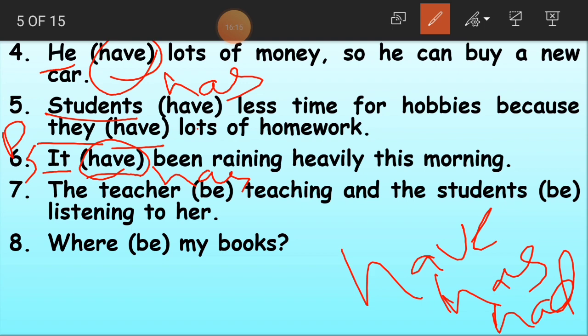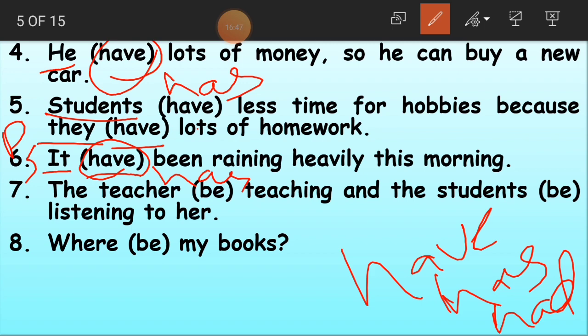Because we are talking about today's condition, that is present continuous. It has been raining heavily. It's raining still. So this sentence is in present continuous. That is why we have to use has for a single subject. That is it. It has been raining heavily this morning. Understood children? Now the seventh one.